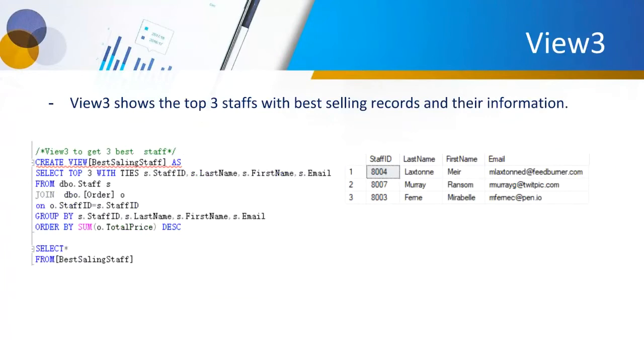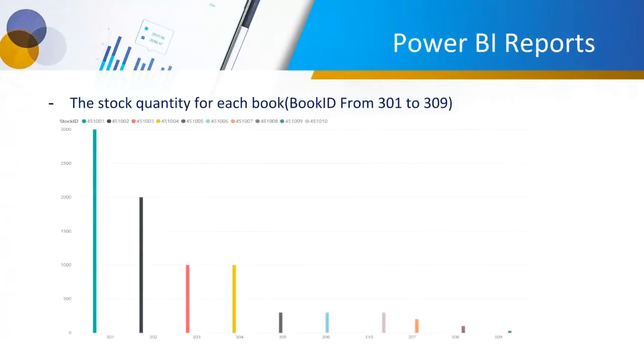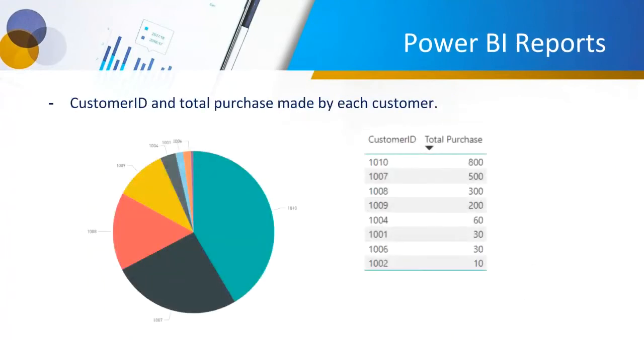And the next page is our Power BI reports. The first one is the stock quantity for each book. It's a histogram, and the next one is a pie chart about the customer ID and the total purchase made by each customer.